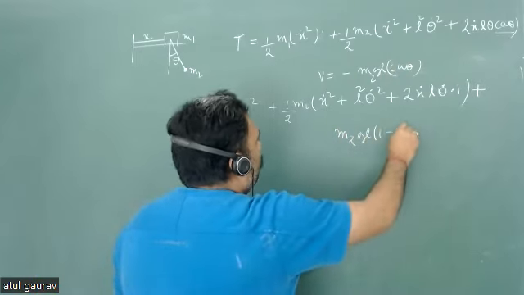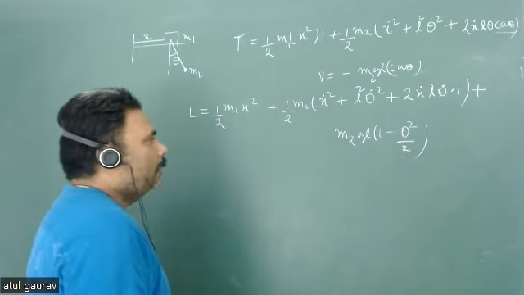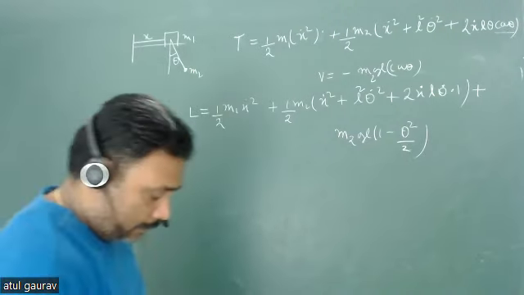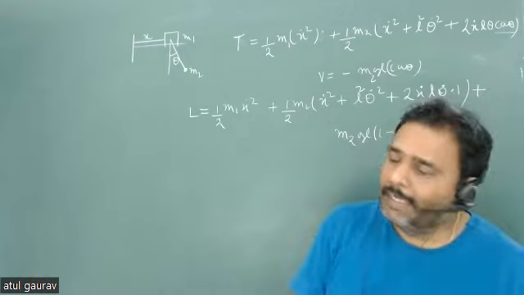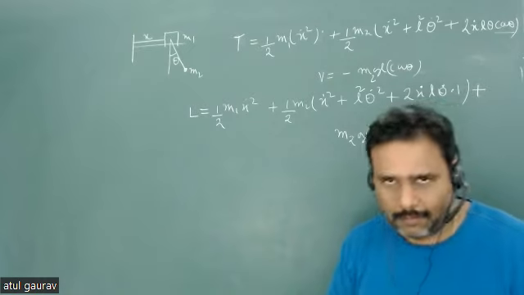M2gl, up to second dot, 1 minus theta square by 2. Okay, so this is your thing. Now, what next? Now here, if you go into the matrix method, then it will be more complicated.